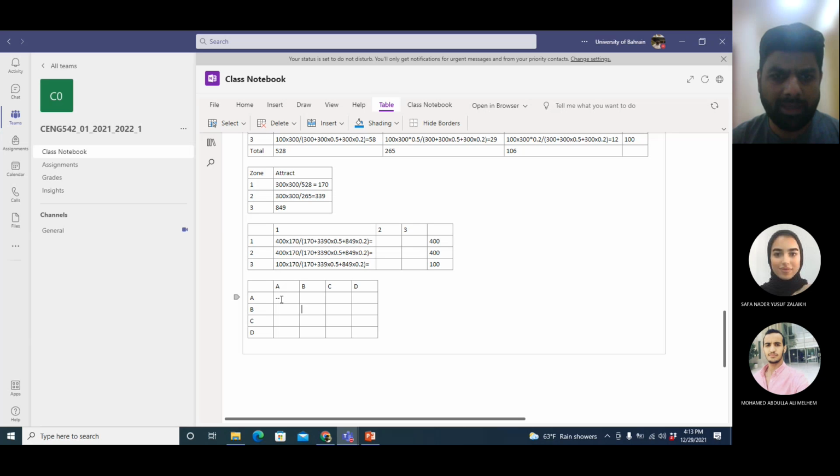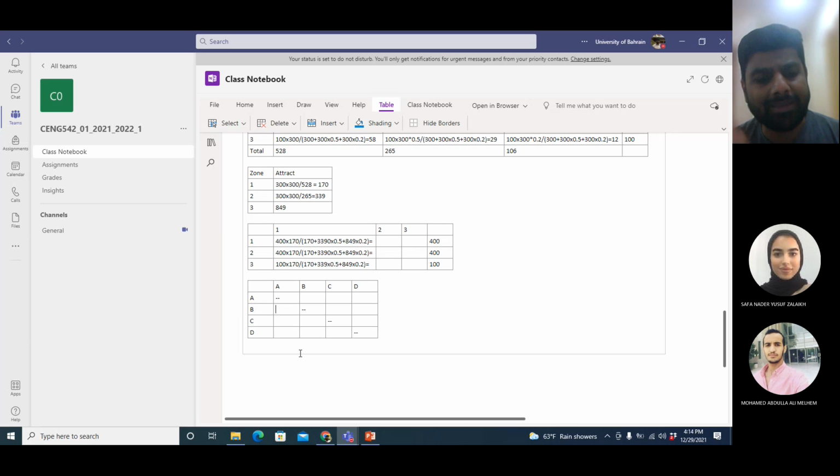We call them the intrazonal trips. If you remember, it was one of the questions in the midterm exam as well. Intrazonal trips are the trips between the same zone. So for example, I want to calculate the number of trips going from B to A using the Fratar method.